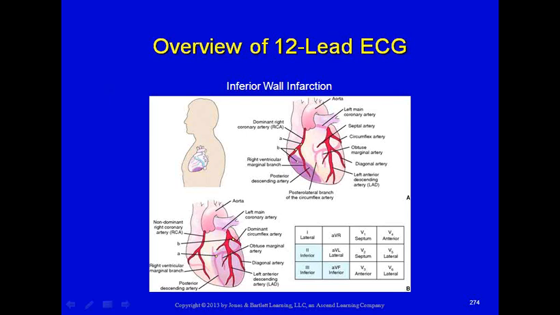So with inferior wall infarcts, we're looking at that right coronary artery as it comes off the aorta, and depending on where it is occluded determines the severity of the infarct. So 2, 3, and AVF.